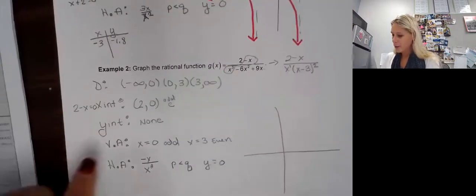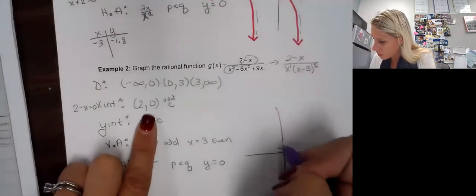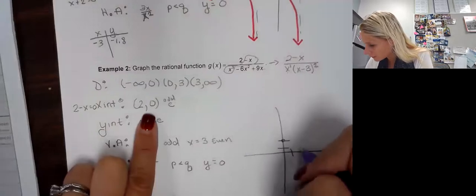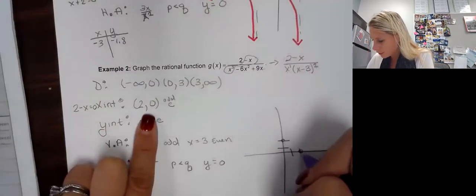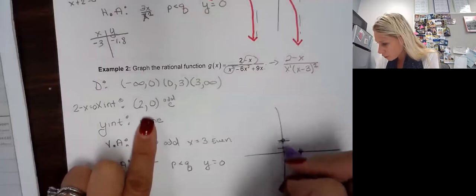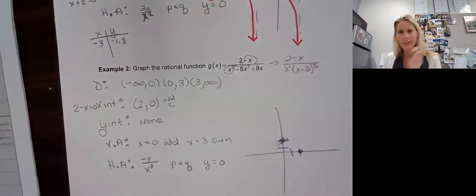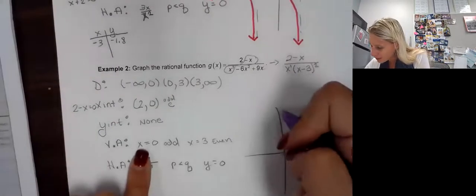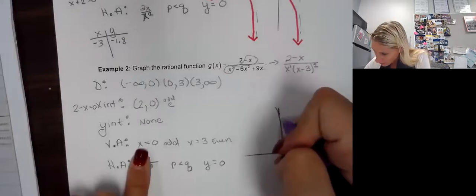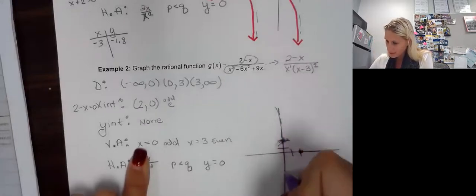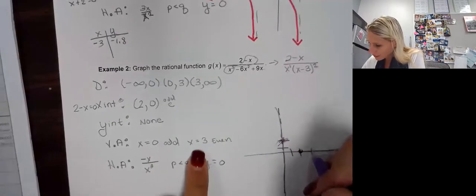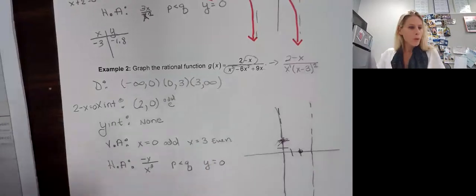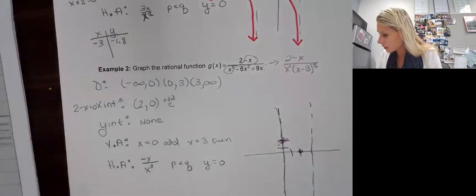Okay, so we have an x-intercept at 2. Oh, why did I put that down? Sorry, guys. X-intercept at 2. Ignore this. I wish I had whiteout. This is why you don't use pens. Okay, we have a vertical asymptote at 0. There we go. Maybe it will cross out there. And a vertical asymptote at 3. We have our horizontal asymptote at 0 again.